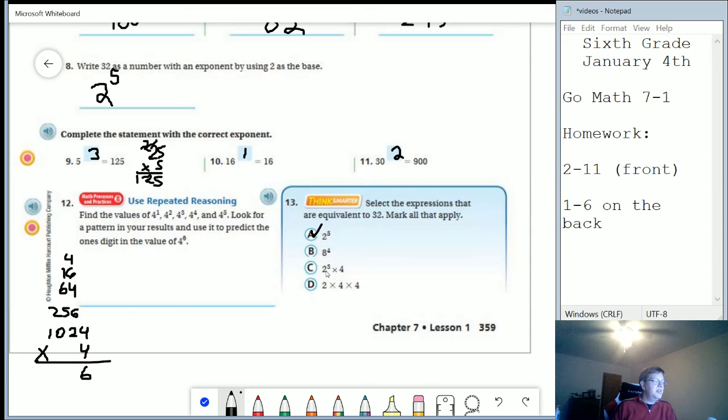For this one, speaking of 8 times 4, 2 times 2 times 2 would give us 8. So this one would work. And then we could go ahead and group like this and do 8 times 4, and that one would also work.